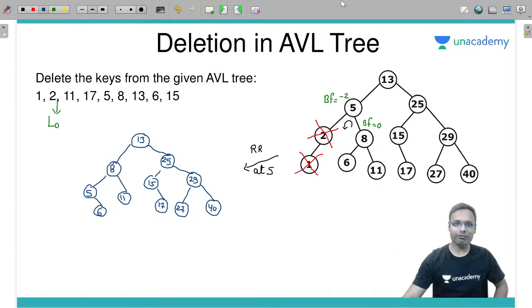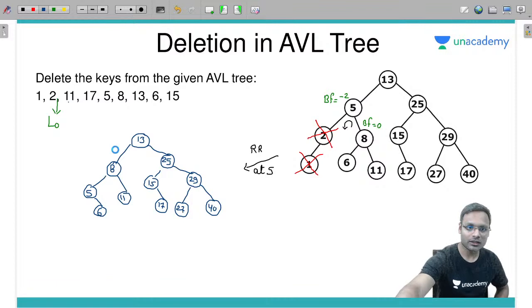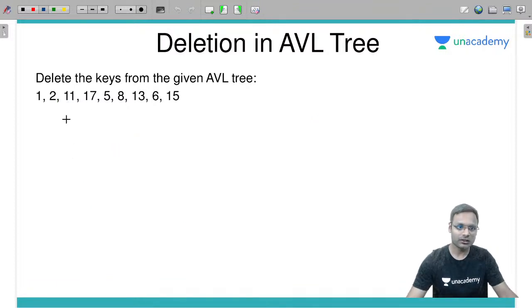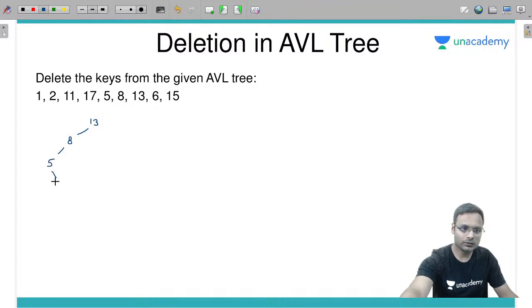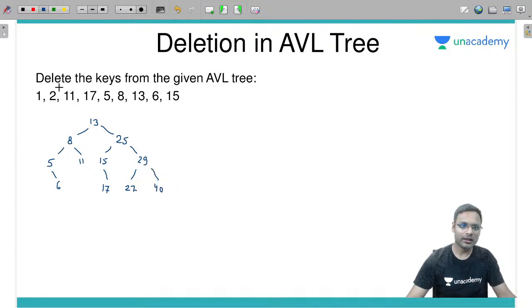Fine. If you are fine with this, after RR at 5, we have got this particular tree. Now from this tree, we are going to delete the next key. I am drawing the tree once again here so that I can explain the deletion. 13, left side 8, 5, 6, 11, 25, 15, 17, 29, 27 and 40. From this tree now you are deleting 11.